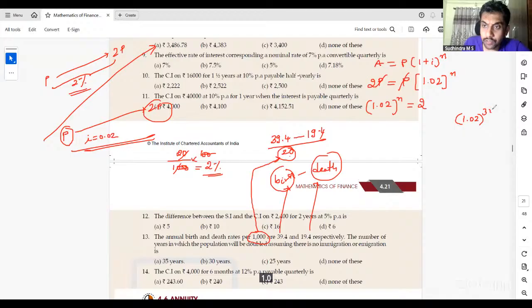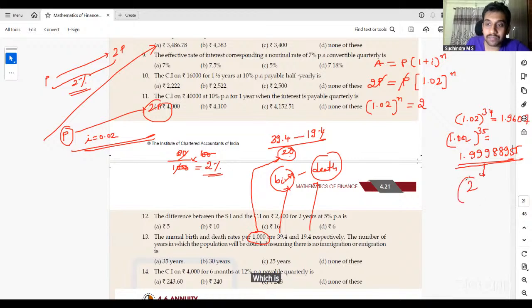(1.02) to the power 34, I get 1.9607. I'm nearing 2. 1.02 to the power 35 is 1.999888955, which, if you round it off, becomes 2. So approximately equal to 2.